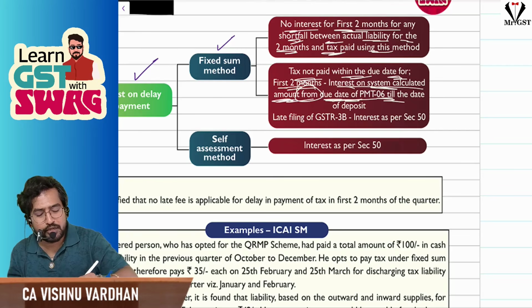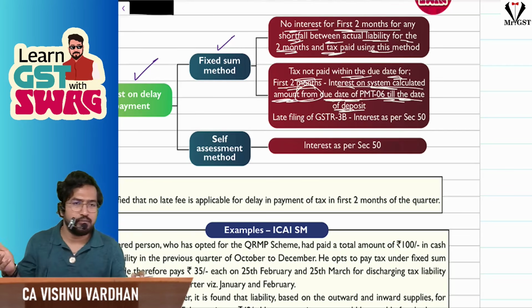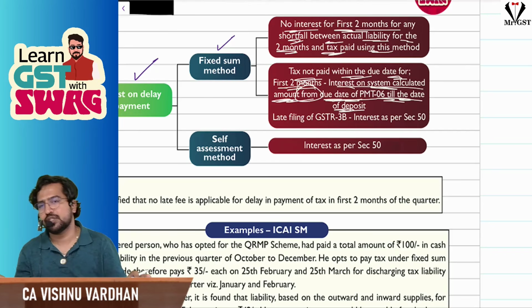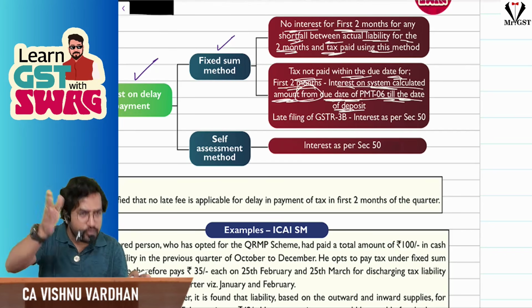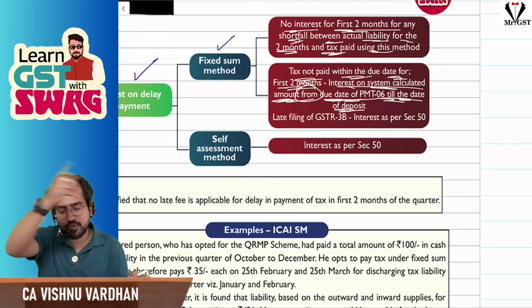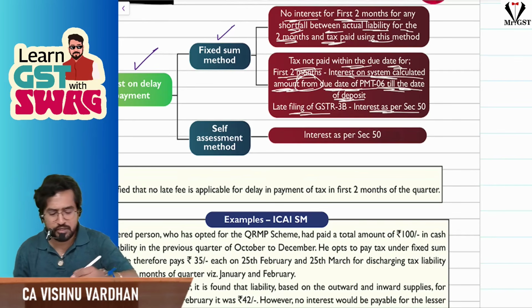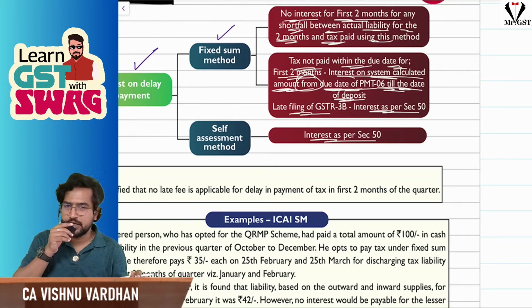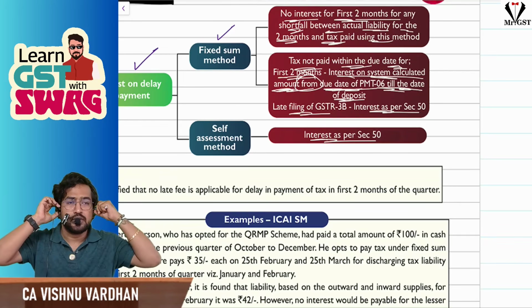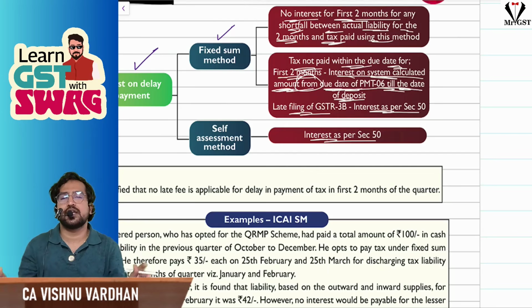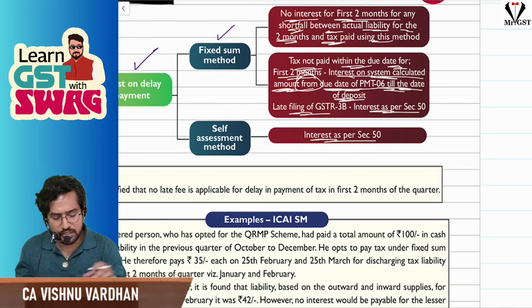from due date of PMT 06 till the date of payment. What is the due date of PMT 06? 25th of the next month. From the due date till the date of deposit. Okay. Late filing of 3B, interest as per section 50. Self assessment method, interest as per section 50. We have seen. Delay in filing return means there is delay in payment of tax. All that story. Shall we continue?